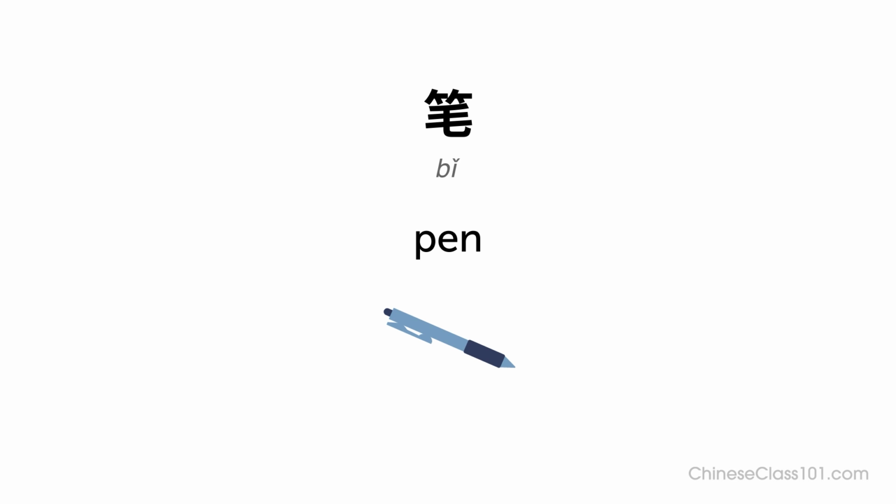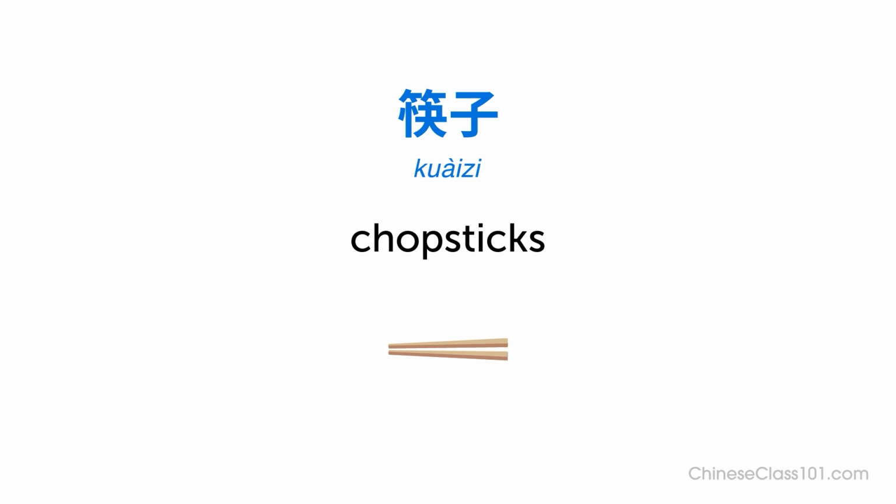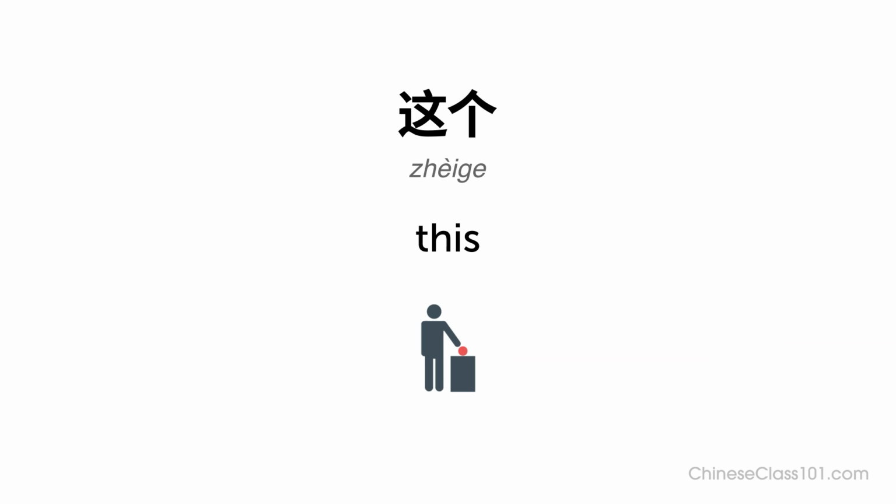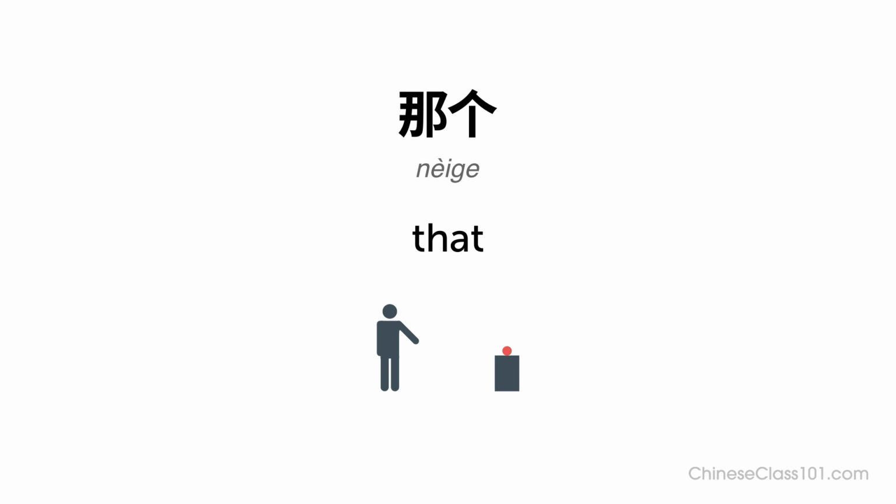Let's review the key vocabulary. 笔, pen. 筷子, chopsticks. 铅笔, pencil. 这个, this. 那个, that.